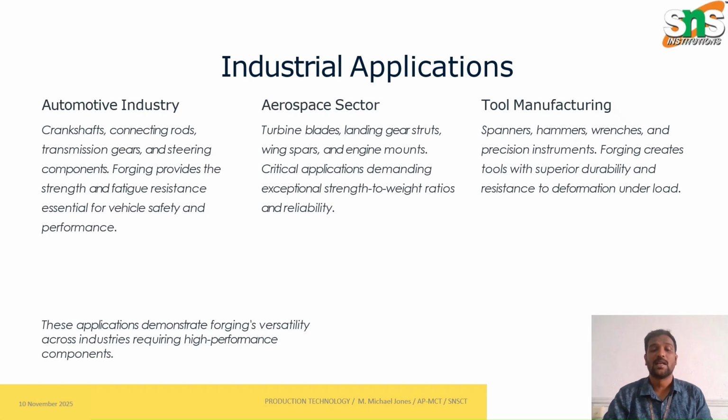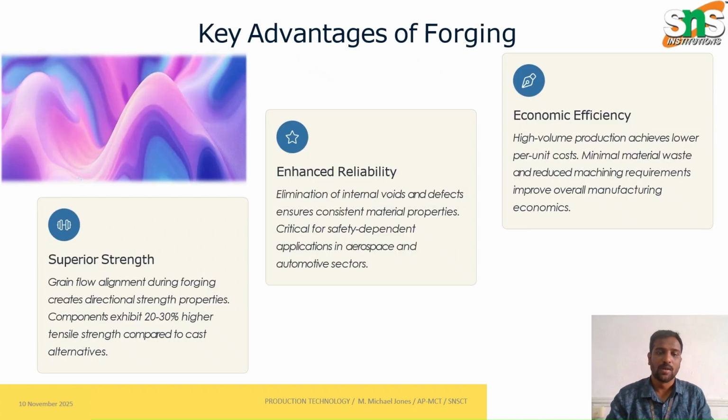In the aerospace sector, turbine blades experience very high temperatures, and those temperature shifts are managed through forged components. In tool manufacturing, spanners, hammers, and wrenches are all made through forging. Then the key advantages are superior strength, enhanced reliability, and economic efficiency.